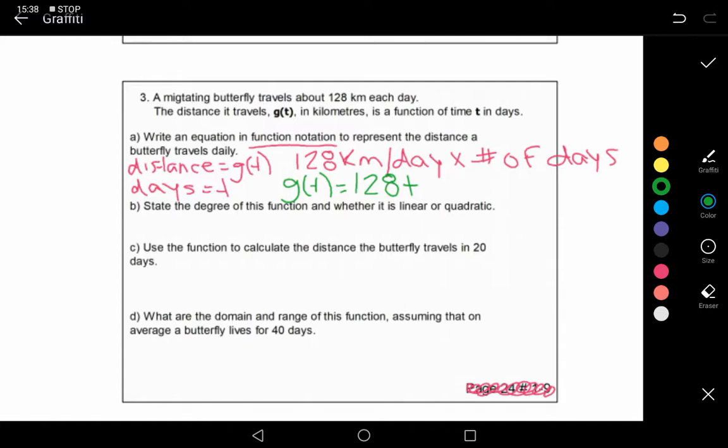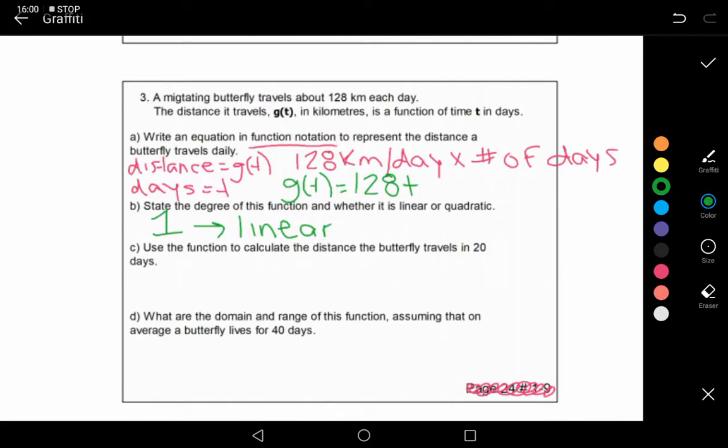Okay, so the next part asks us to state the degree of this function and whether it is linear or quadratic. So the degree of this function is just going to be 1, right? Because we just have t to the power of 1. And this is where that information from above comes in. When it is degree 1, we know that it has to be linear. Remember, degree 2 is quadratic.